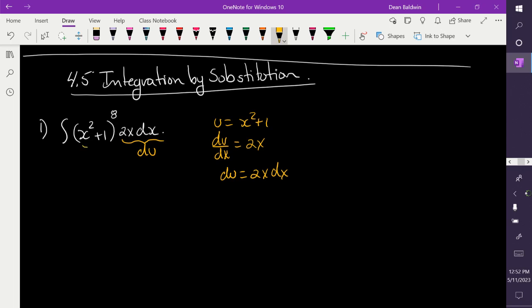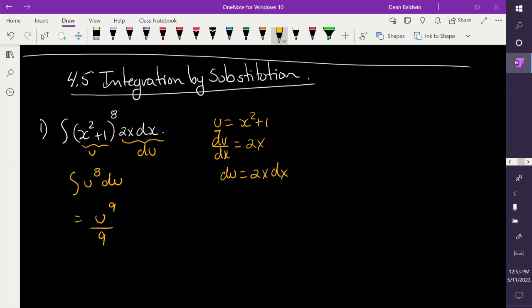Okay. What is this? That's u, right? That was our initial substitution. That's u. So this integral is now the integral of u to the power of 8 du. No more x's in there, so we're happy about that. Do you know how to integrate that? What is it? U to the power of 9 divided by 9. So we just go, okay, well, that's just u to the power of 9 divided by 9.